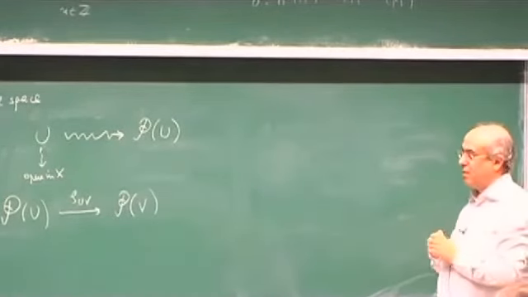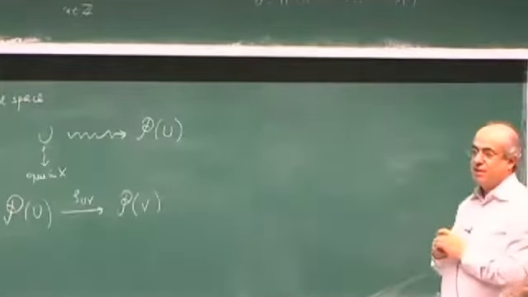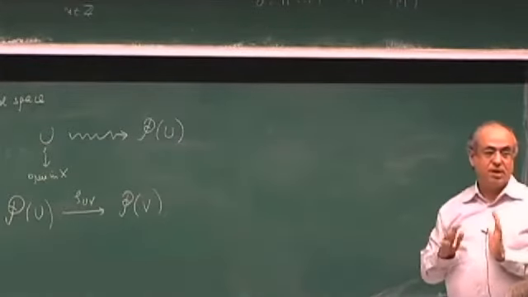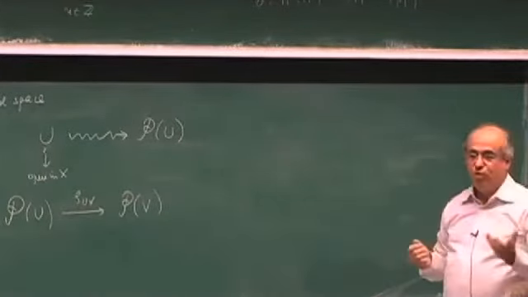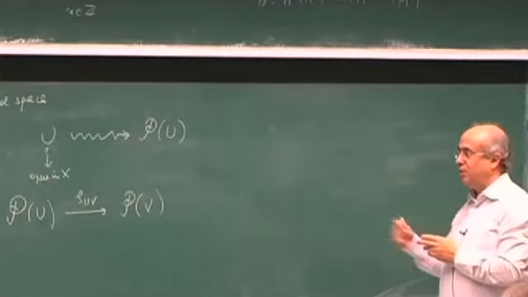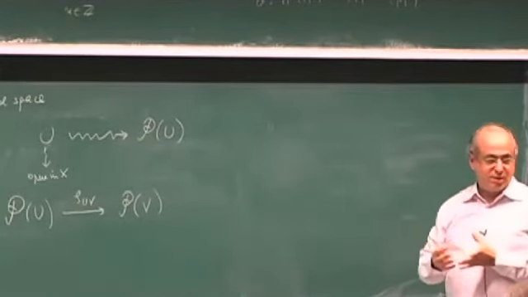At the moment, this is just a name. It's called the restriction morphism. Then, of course, in the example that we are going to make in a moment, this will be a true restriction morphism.